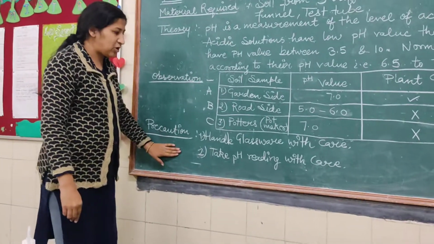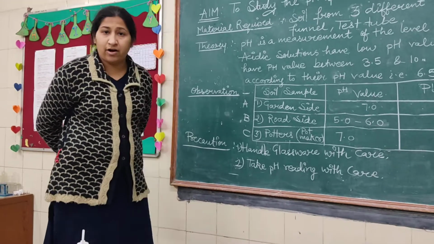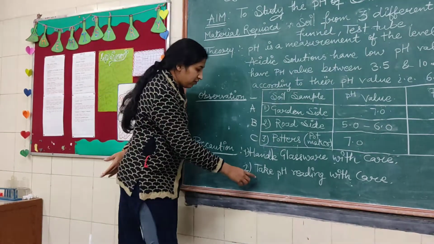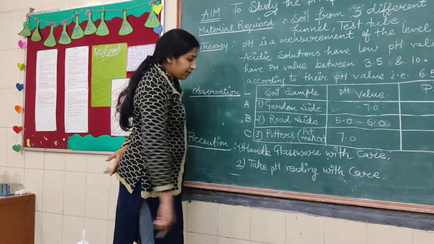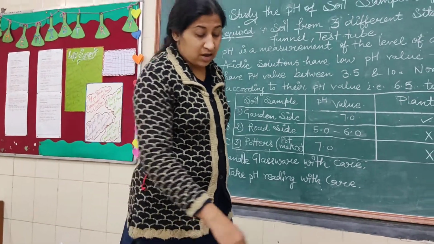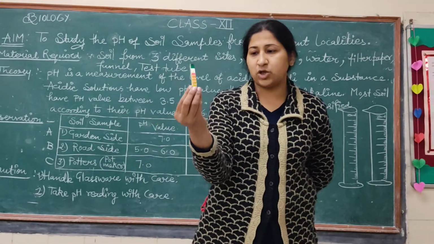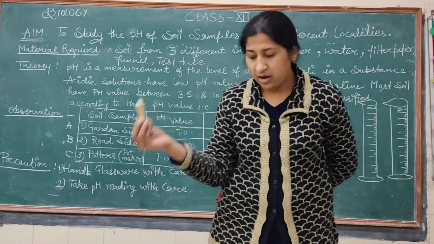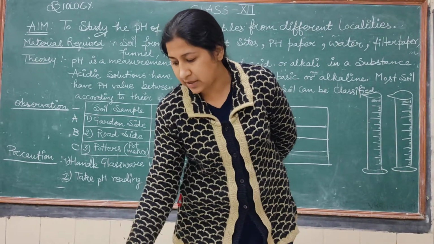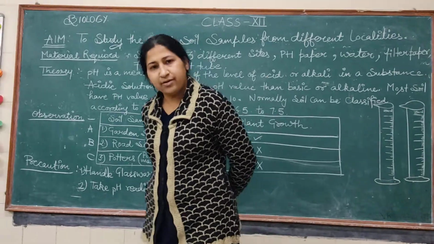Now we have to go for the precautions. We have to handle the glassware with care, and we have to take the pH reading with care, because we have to make a very keen observation of the pH value. We have to match the color only. It's very easy to understand and easy to perform. So I hope you have understood this practical. Thank you very much.